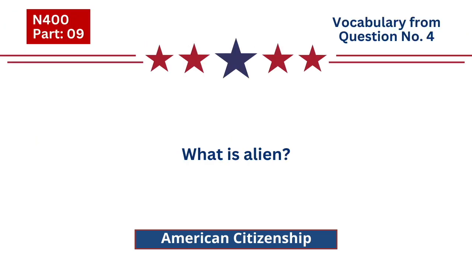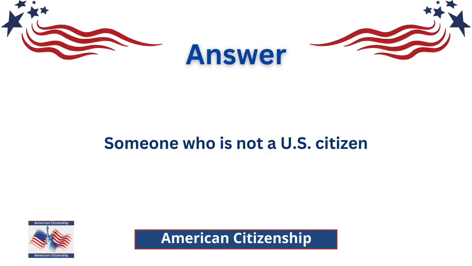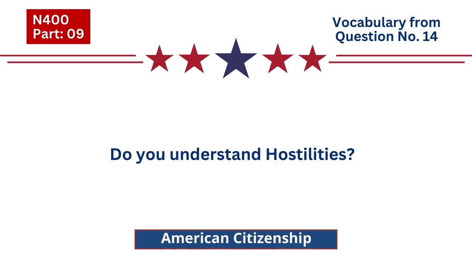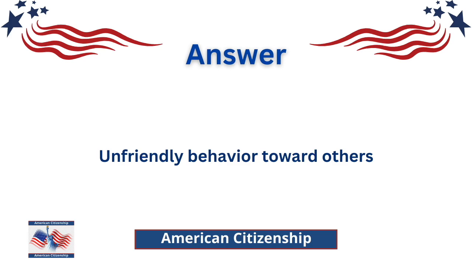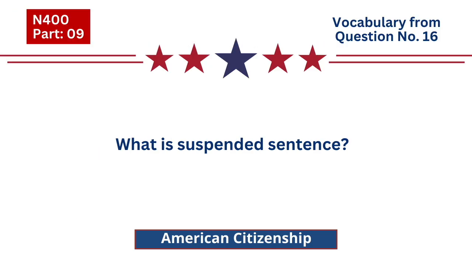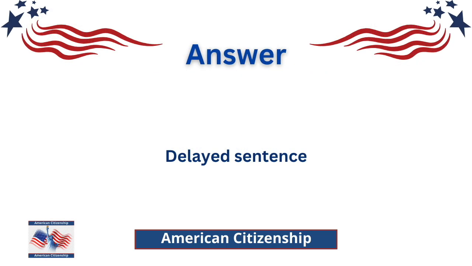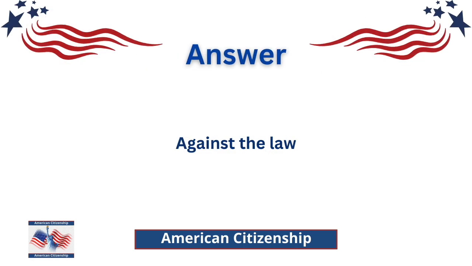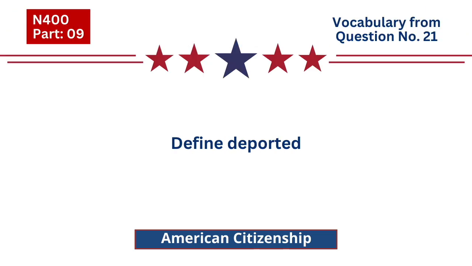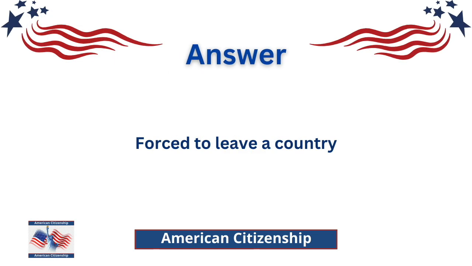What is alien? Someone who is not a U.S. citizen. Do you understand hostilities? Unfriendly behavior toward others. What is suspended sentence? Delayed sentence. Define, illegal. Against the law. Define, deported. Forced to leave a country.